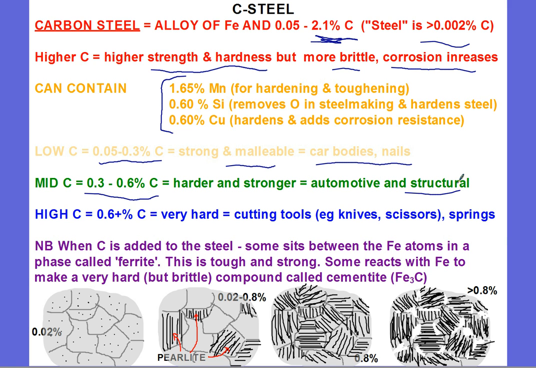Now, when carbon is added to steel, some of the carbon can sit between the iron atoms in a phase called ferrite. That's basically like pure iron, which is this over here, 0.02% carbon. The carbon will just sit between the iron atoms, and it basically just looks like pure iron, except you've got a bit of carbon in there.